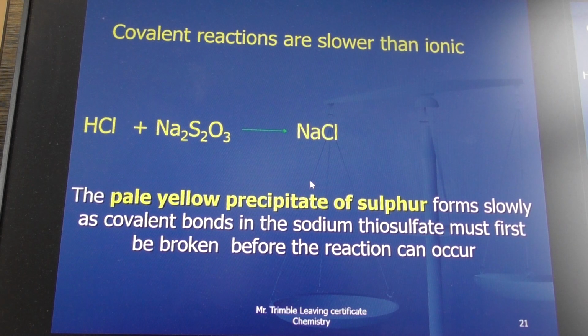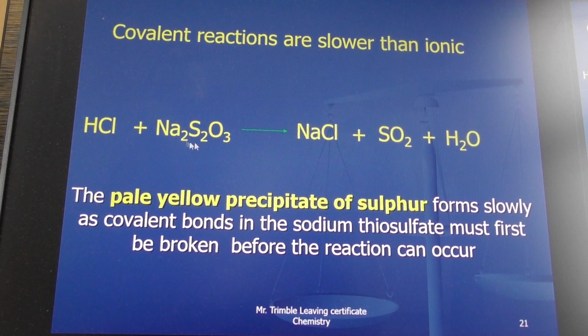The pale yellow, this is a nice example. This experiment comes in a couple of times in your course, and you looked at these experiments as part of this chapter. But hydrochloric acid and sodium thiosulfate, these reactions are much slower than ionic reactions. That is quite simply because bonds have to be broken and bonds have to be made. Remember, the reactants, when you look at this side of the reaction, are on their own initially, and when you mix them together, in this case some bonds have to be broken and some bonds have to be made.